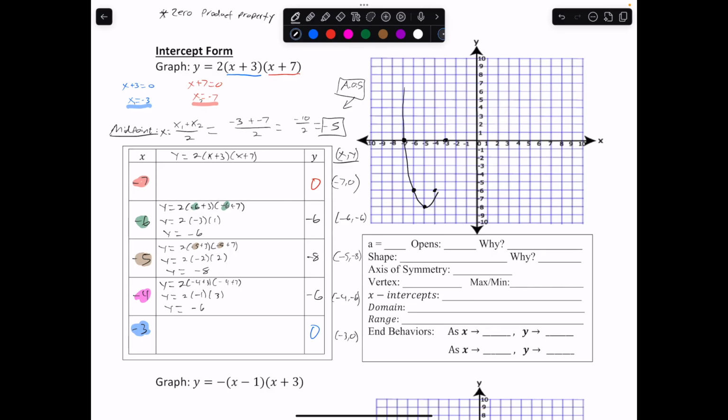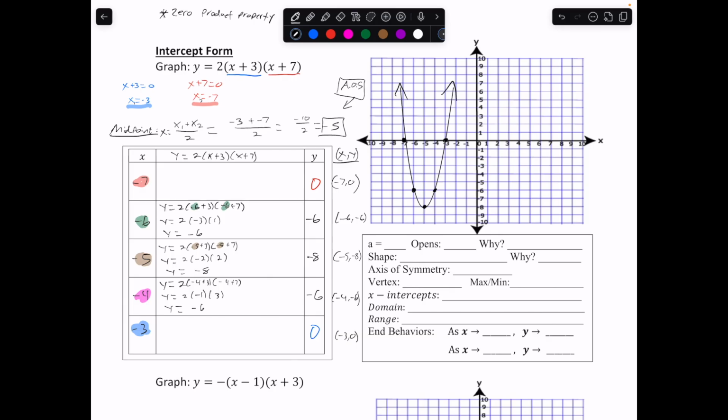And for those of you guys using Notability, if you hold this, it should make a nice looking graph like that. And then you can adjust your points. Okay, just like that. Now, just like we did with standard form, we also want to find all of this information in intercept form. It's done very similarly.